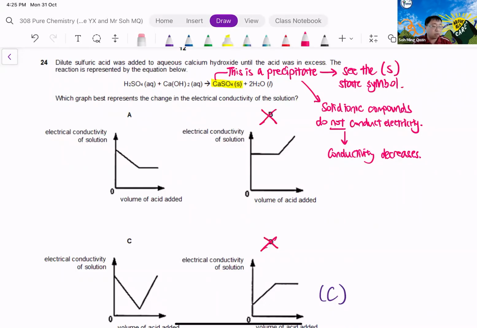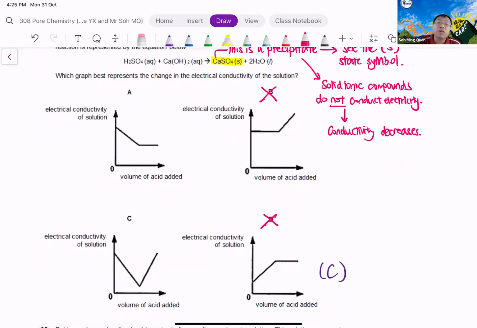D is wrong. The conductivity must decrease with time because a solid is formed. So why is it that we choose C instead of A? This is the point where the reaction is complete. That means you have already formed all the calcium sulfate already. So why does it increase? It's because you added excess acid.